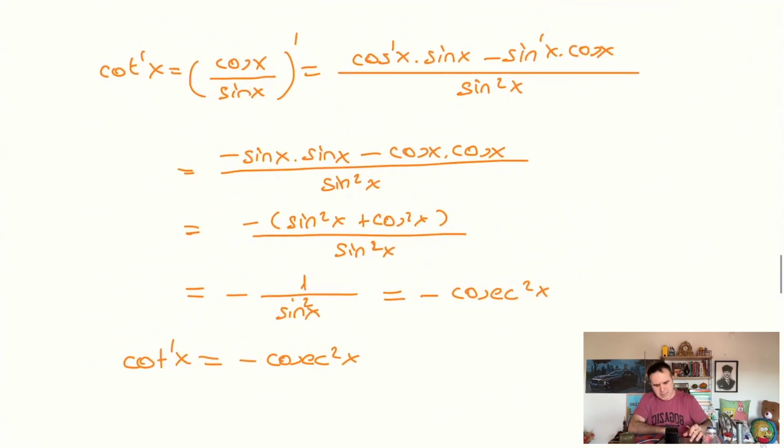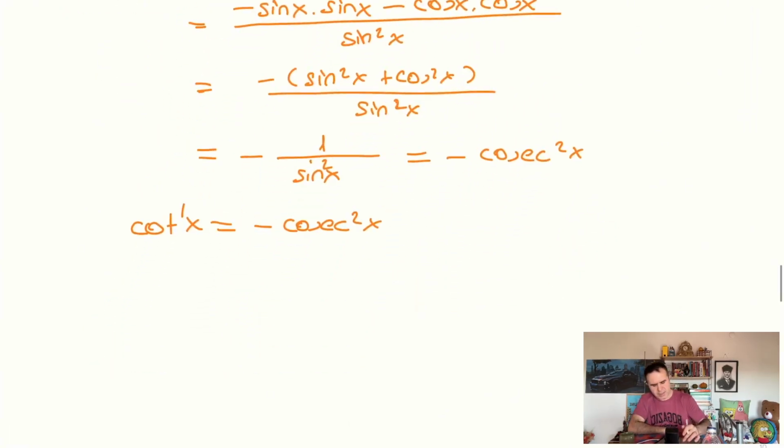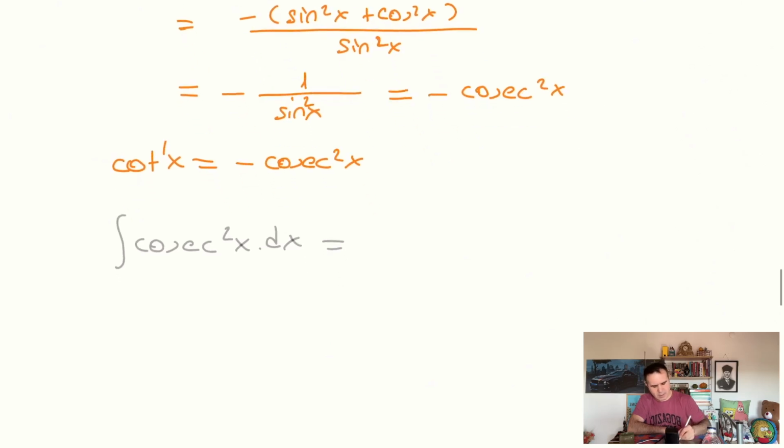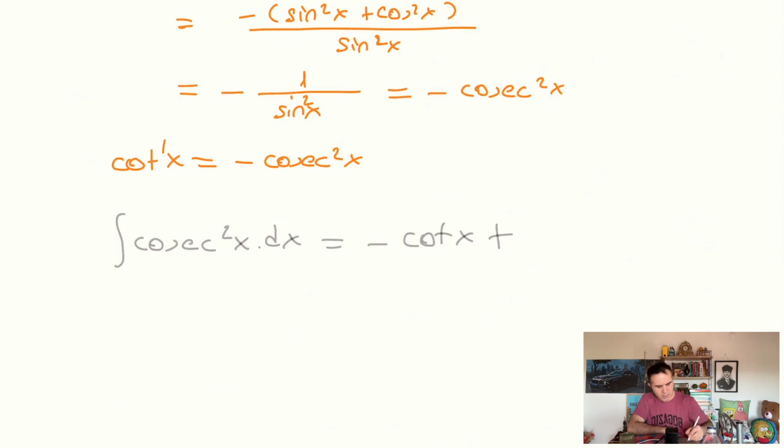Then, since we know that the derivative of cotangent x is equal to minus cosecant square of x, let's come to the integral. The integral of cosecant square of x dx will be equal to minus cotangent x. And since this is an indefinite integral, we add a constant c here.